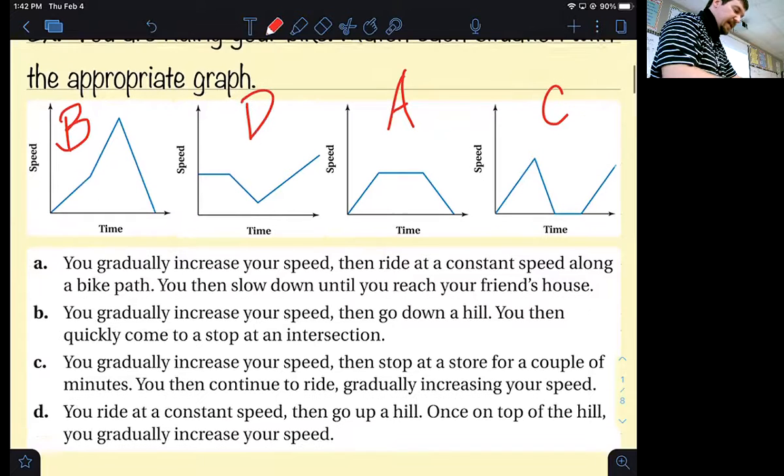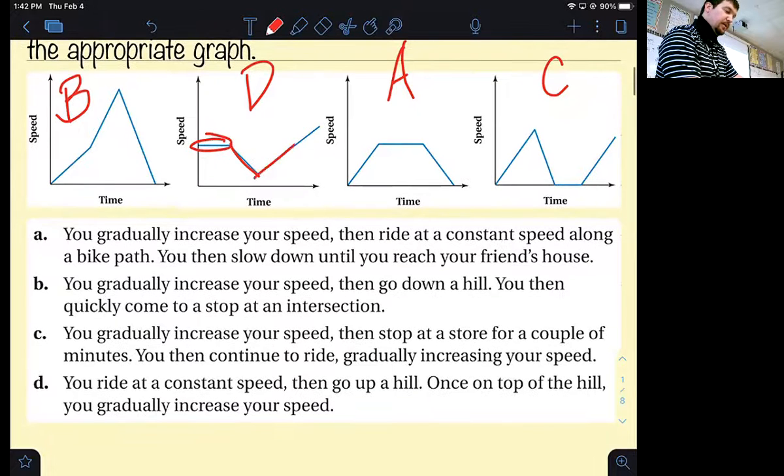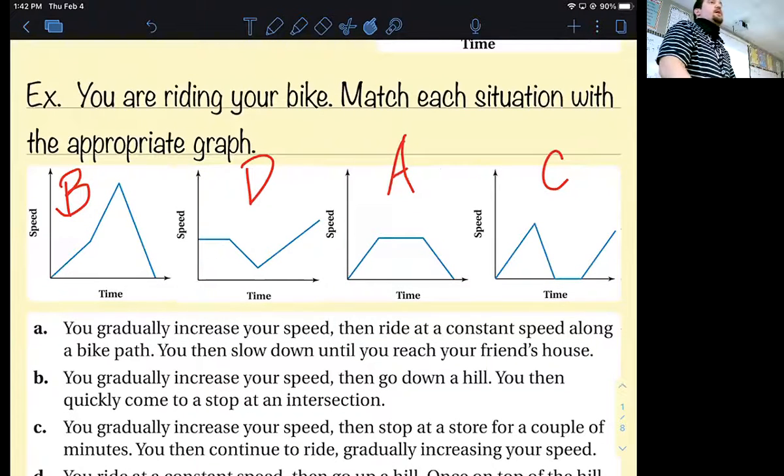Let's go ahead and read what it says. You ride at a constant speed. Yep, there's our constant speed. Then you go uphill. Okay. Yes. Going uphill means your speed is going to decrease because you're going against gravity. Once you get to the top of the hill, there's no stopping. You start going down the hill, so your speed's going to increase. Okay. All right, so there's our different scenarios. And you can see I didn't have to do any work there, which is why you don't have a work paper for the 6.5 homework.